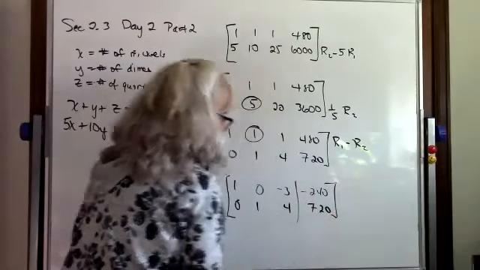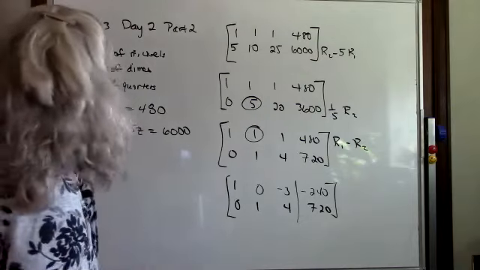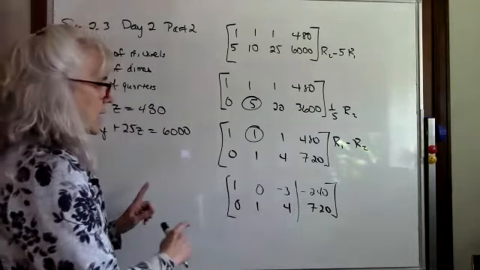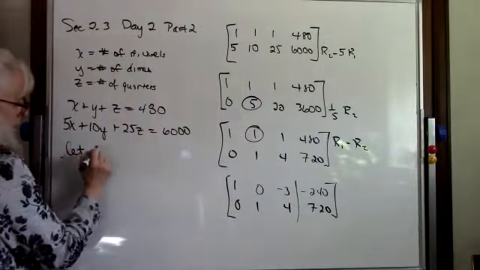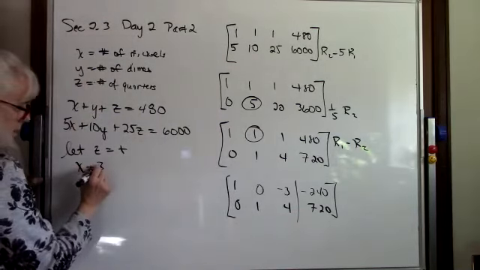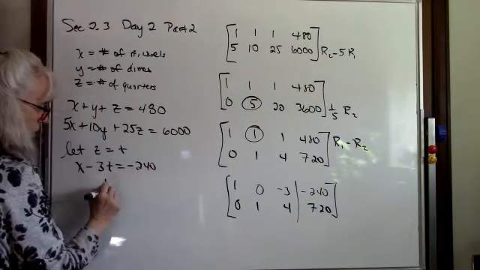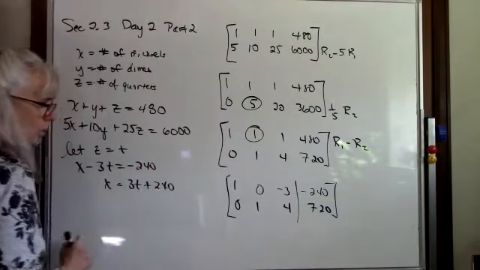And we're done with our row reducing. That worked out pretty quickly, the numbers were nice. Okay, so what do we have? Well, we have possible solutions here. We're going to write this in terms of parameters, so we're going to let Z equal T. Then from the top row, we know that X minus 3T is equal to negative 240, or that X is 3T plus 240.